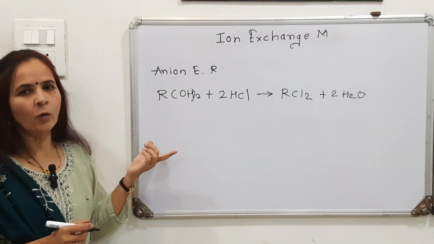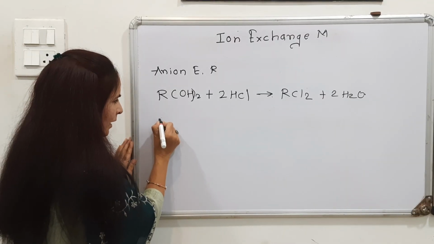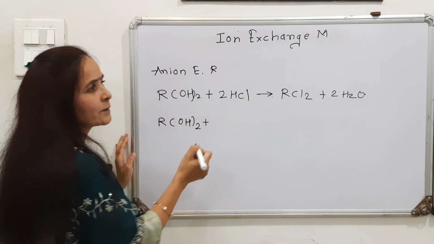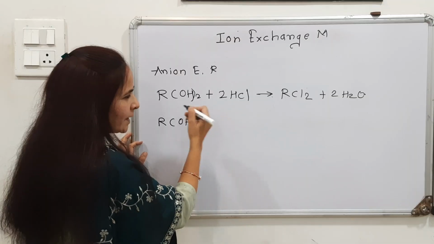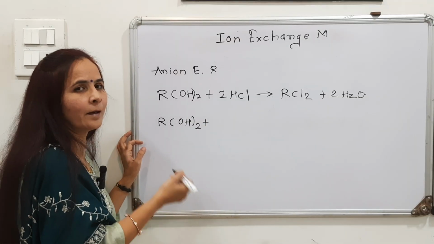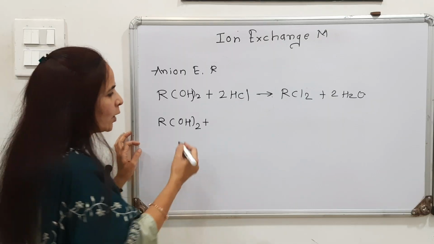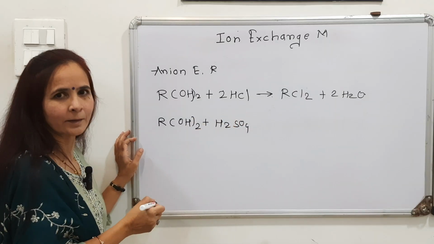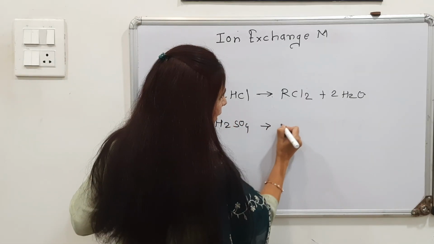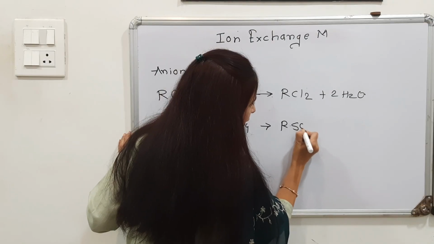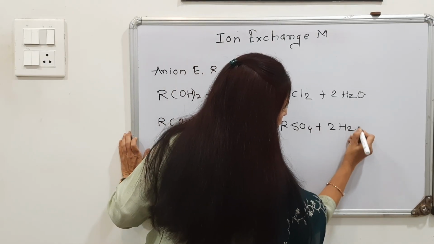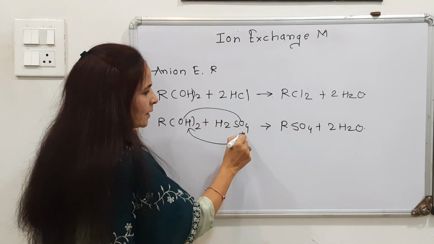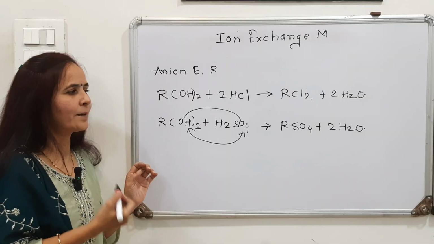We will take the second example of the anion exchanger resin, that is ROH2. Whenever it reacts with H2SO4, the H plus ions are released from the resin, and SO4 comes from the anions in the hard water. This is H2SO4 because it is the acidic water which passes from the cation exchanger resin, and there is a formation of RSO4 plus 2H2O. Here the exchange of ions takes place. This is the exchange method for the anion exchanger resins.